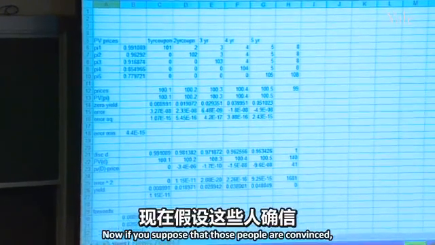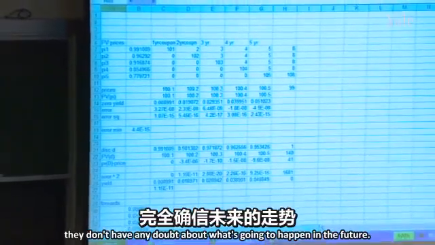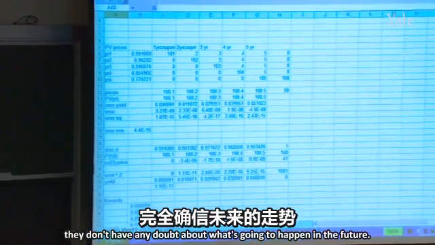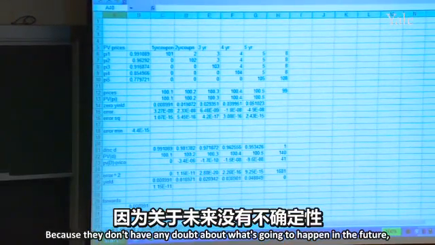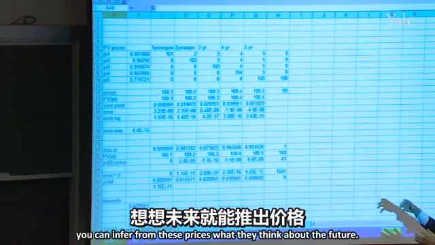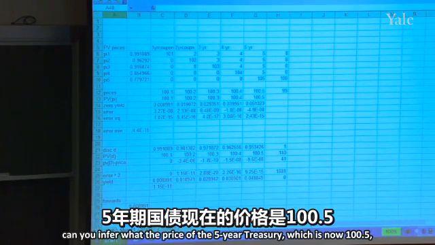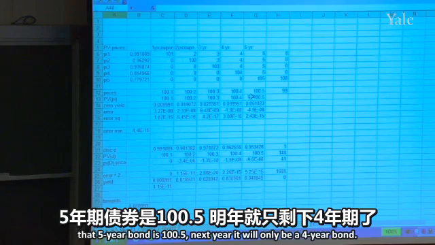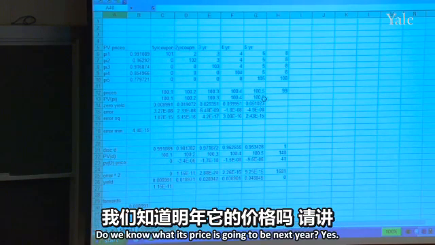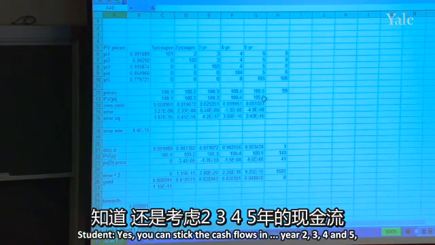Now, if you suppose that those people are convinced, they don't have any doubt about what's going to happen in the future, you can infer from these prices what they think about the future. So the question is, can you infer what the price of the 5-year Treasury, which is now 100.5, will be? That 5-year bond is 100.5. Next year, it'll only be a 4-year bond. Do we know what its price is going to be next year? Yep. Yeah, you can just take the cash flows of year 2, 3, 4, and 5.